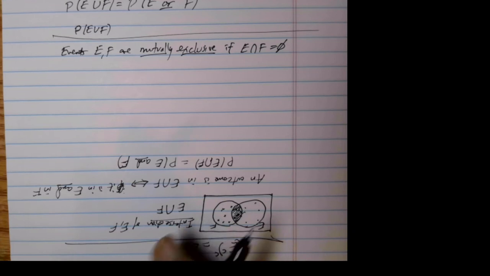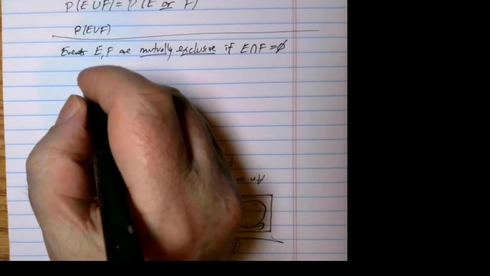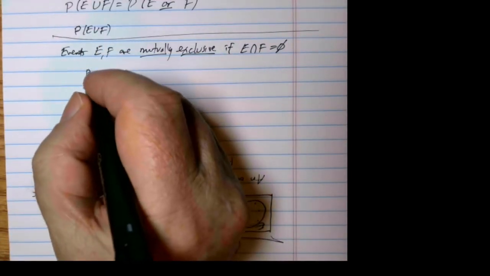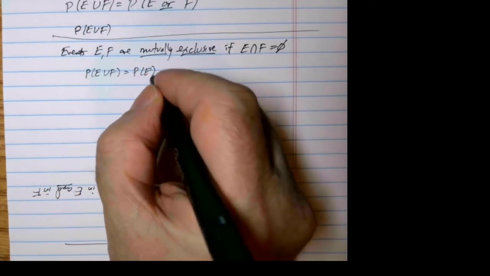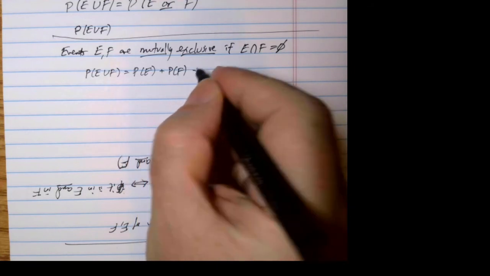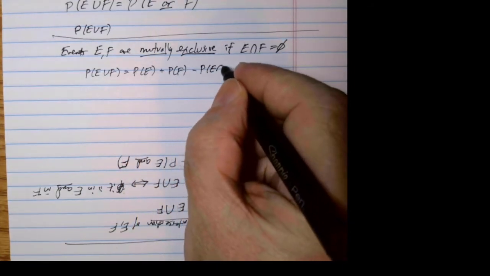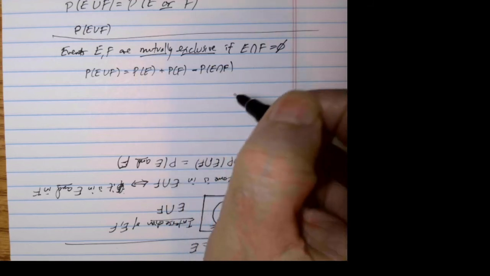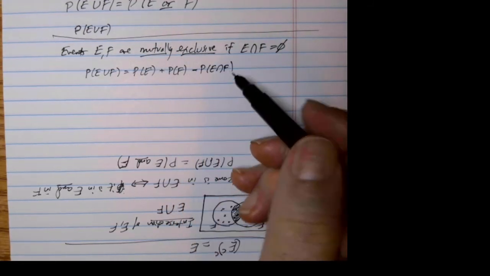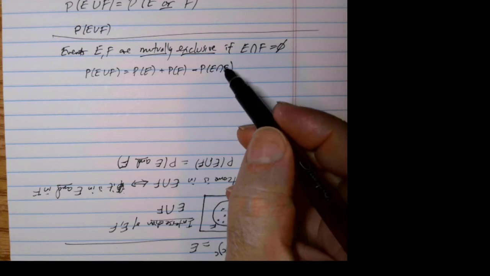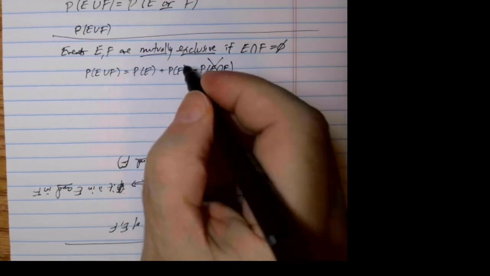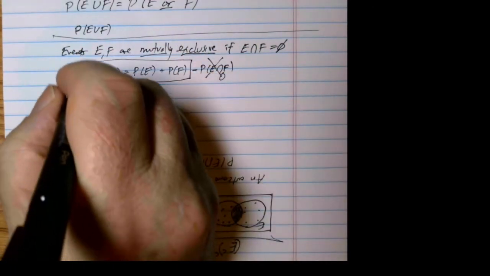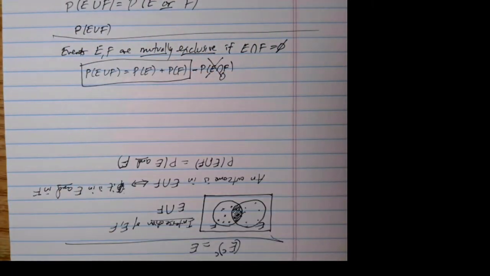Let me mention something about mutually exclusive events and the addition rule. Remember, the addition rule is the probability of E union F is the probability of E plus the probability of F minus the probability of E intersect F. If E and F are mutually exclusive, then E intersect F is empty, and this is 0. And so for mutually exclusive sets, it is true that the probability of E union F is just the sum of the probabilities of E and F.